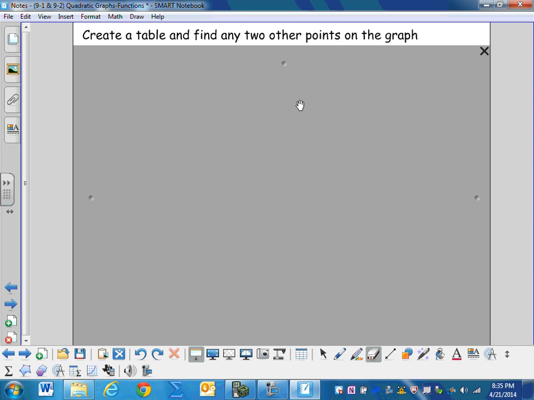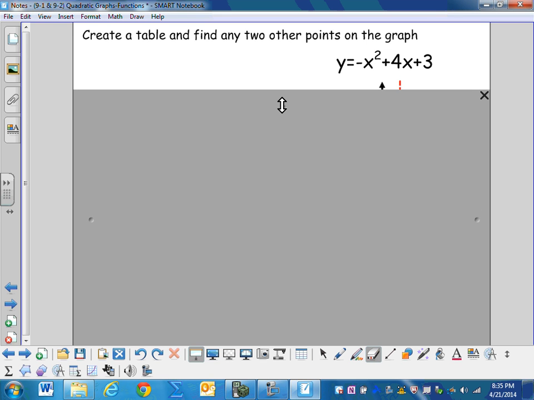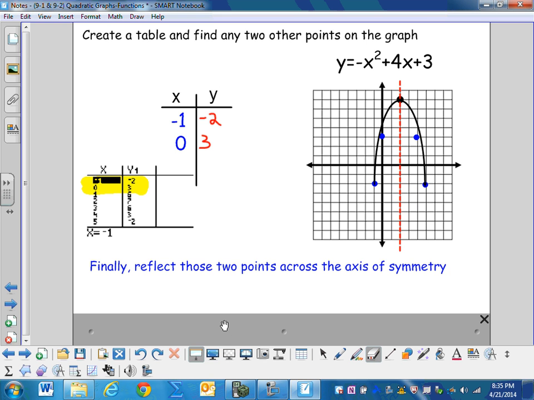Now, create a table and find any 2 other points on the graph. Here I used -1 and got -2, used 0 and got 3. I could have also looked at my table. I plotted (-1, -2) and (0, 3), then I reflected them, and then I drew my parabola.